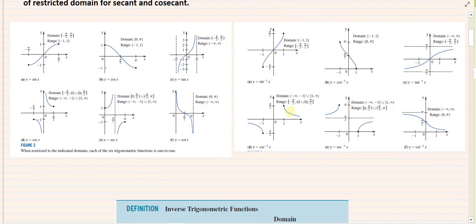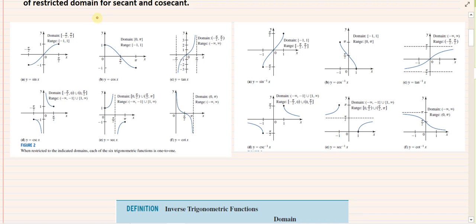Now, here is how the sine, first I'm looking at the sine function. Remember, the sine continues, of course, like that. So we're only looking at a portion of it which passes the horizontal line test. In other words, makes the function one-to-one. Same thing with cosine. Over the domain from 0 to pi, cosine becomes a one-to-one function. So likewise, these other 4 functions. Therefore, they will possess an inverse now.